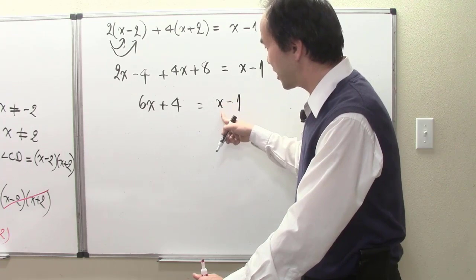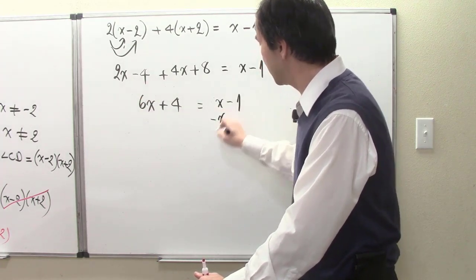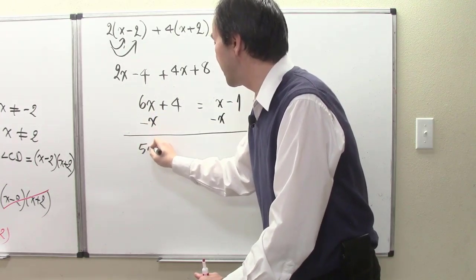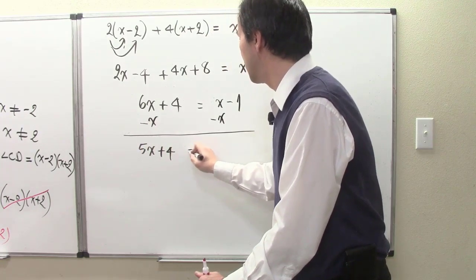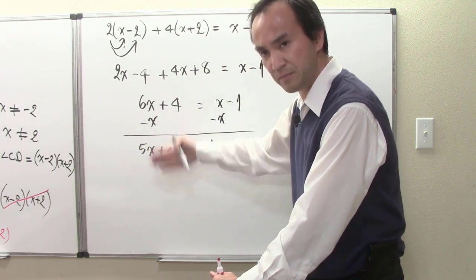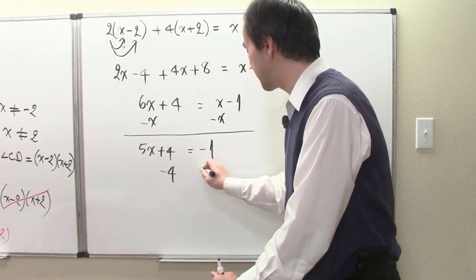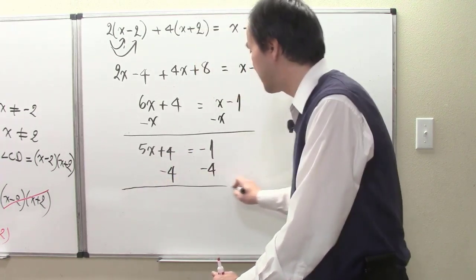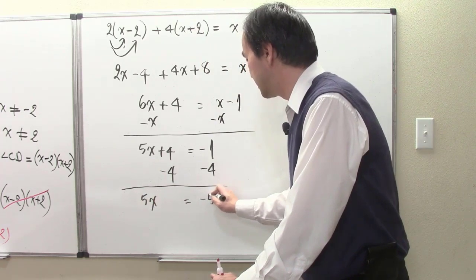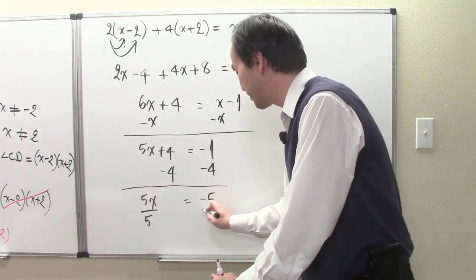And now I'm going to rearrange the terms by bringing all the unknowns to one side. So I'm going to subtract x from both sides. And now making it 5x plus 4 equals negative 1. And so our equation now appears to clearly be a linear equation. And so now I'm going to subtract 4 from both sides. And now making it 5x equals negative 5. And we can divide both sides by 5 at this point right here.